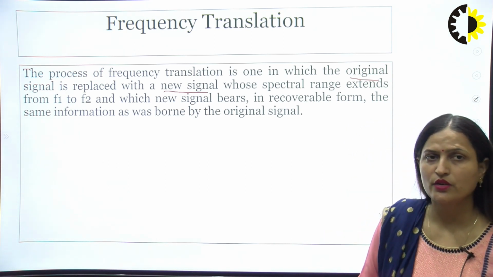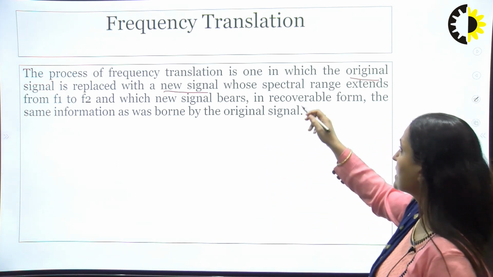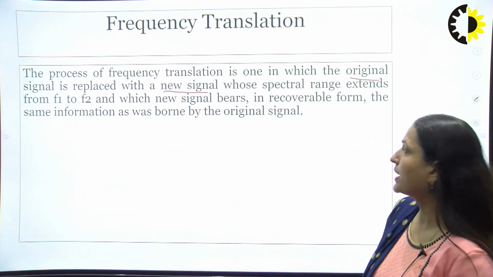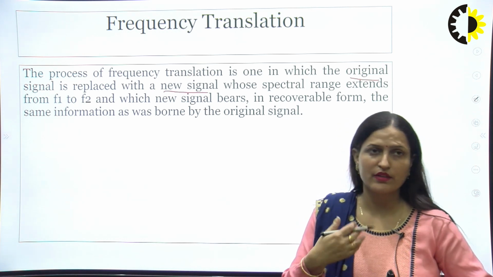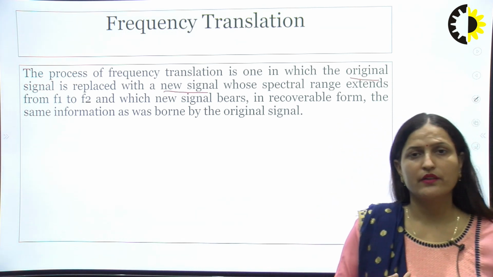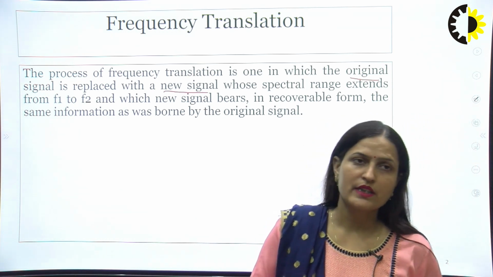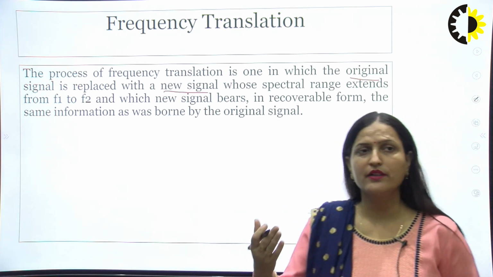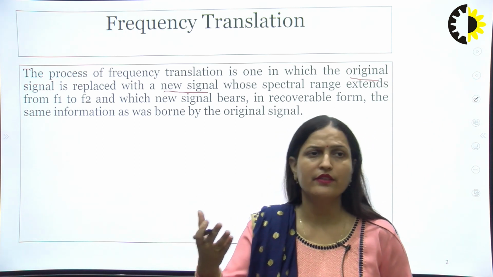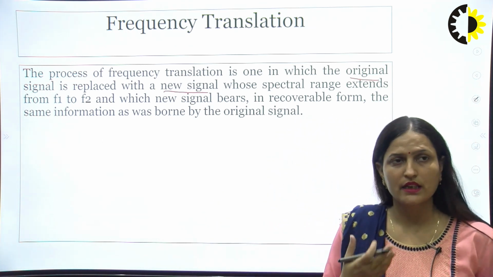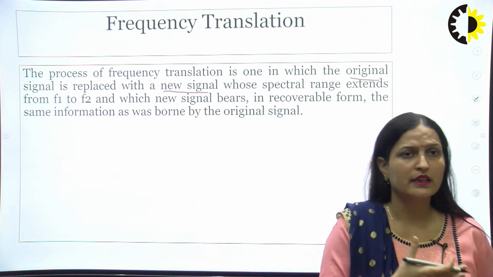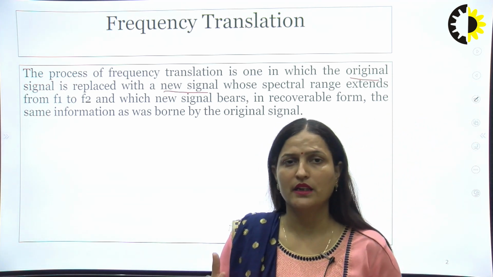And in which the new signal bears, in recoverable form, the same information as was borne by the original signal. It means if we have one signal at a particular frequency of f1, by the frequency translation method we will shift this same signal to a different, higher frequency of f2, and the signal will bear the same information which it originally had, right? And this signal can be recovered at the receiver end also.